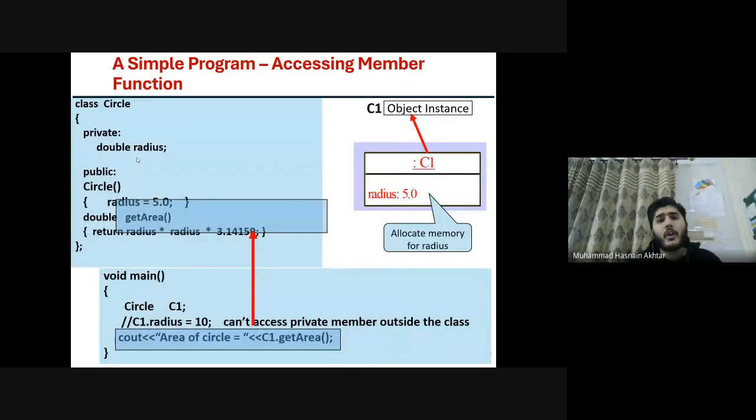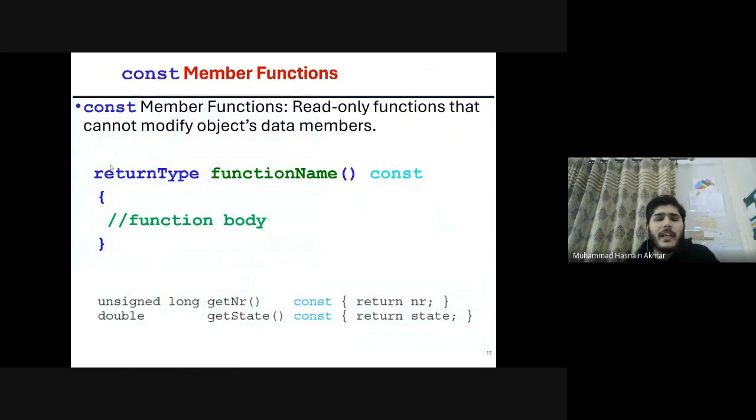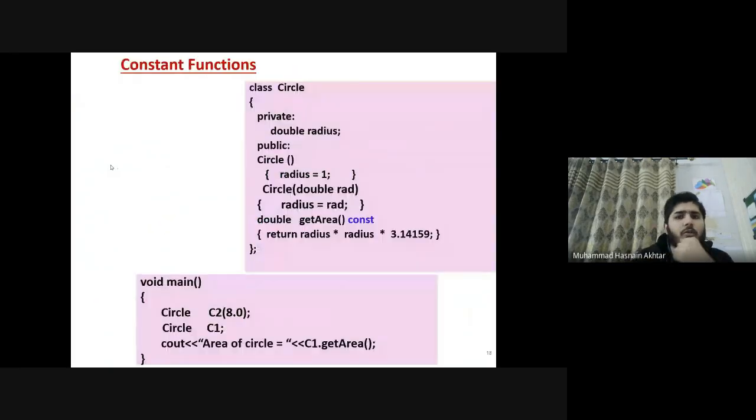What do we mean by not modifying data members? For example, if I have made a function double get area constant, you would not have been able to modify the radius value to any value that you would have liked. But if I had made a normal function, which is basically called a normal member function, in that case, you would have been able to modify the value of radius. But in this case, you would not be able to modify that value. So this is an example given to you.